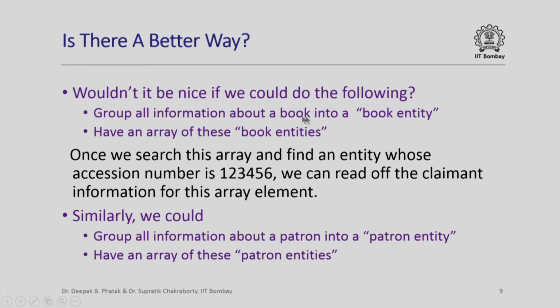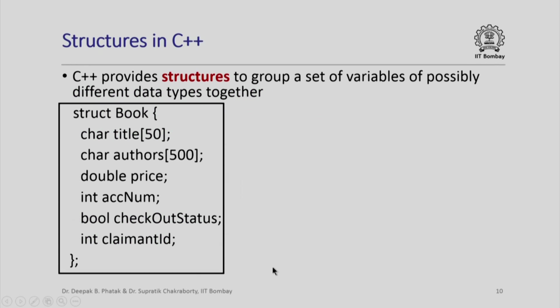And why just group information about book entities? We could also group information about patrons into patron entity and then have an array of these patron entities. So how do we do this in C++? C++ actually provides this construct called structures to group a set of variables of possibly different data types together. So for example, here I am grouping different variables which are storing different kinds of information about a book.